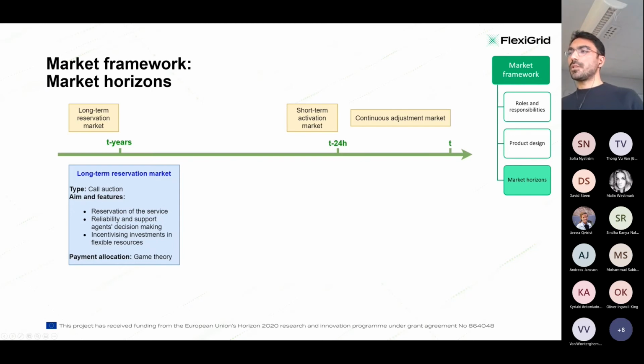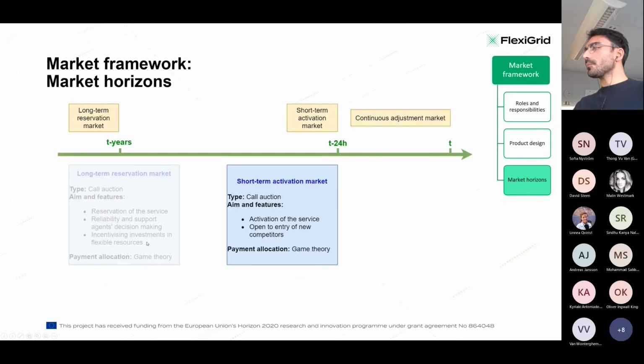It's for reserving the service and giving reliability and support to the different agents participating when they are making decisions in advance, a few years ahead, regarding either reinforcing the grid or not, or investing in flexible assets or not. And hopefully it will help incentivize investments in flexible resources, increasing the liquidity.